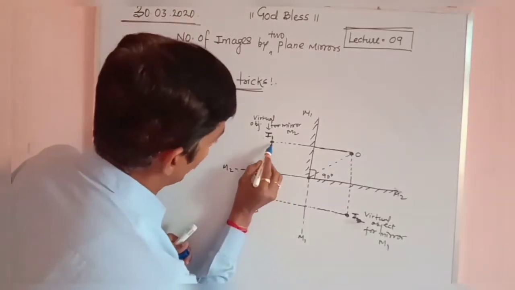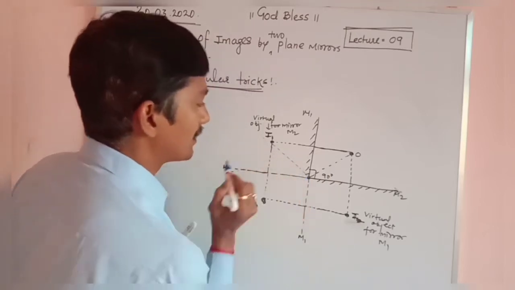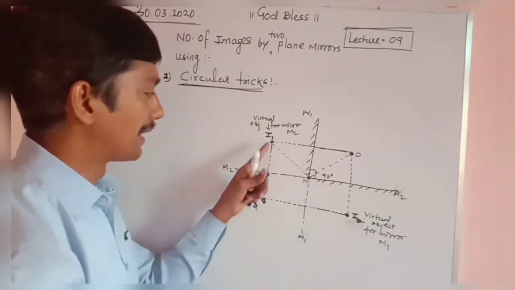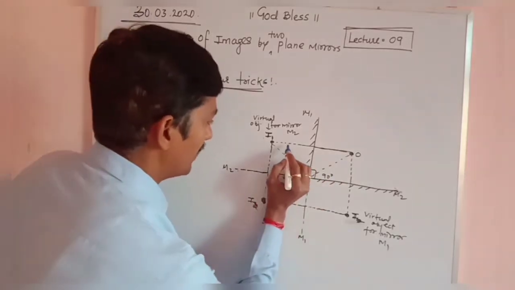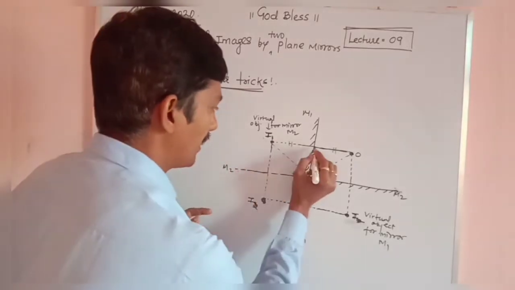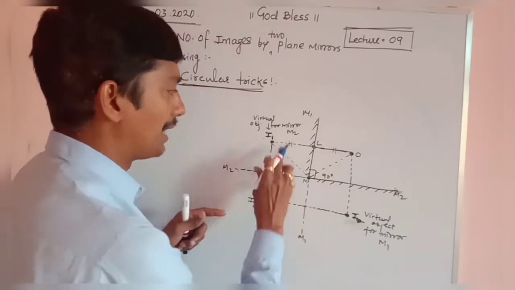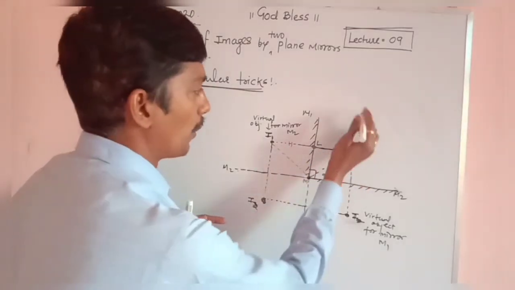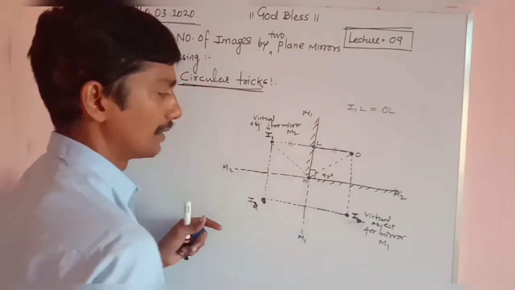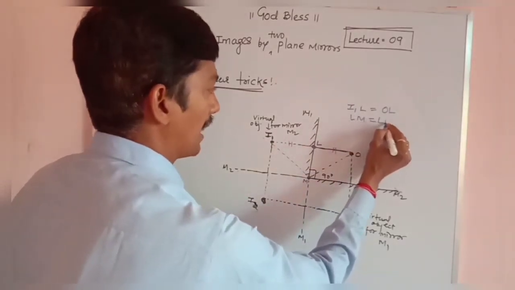Let us draw this and join this. As soon as I join this, let me give it the name M. In the diagram, you can see this side is equal to this side, that is, I1L is equal to OL, right? And LM is equal to LM, the common side.